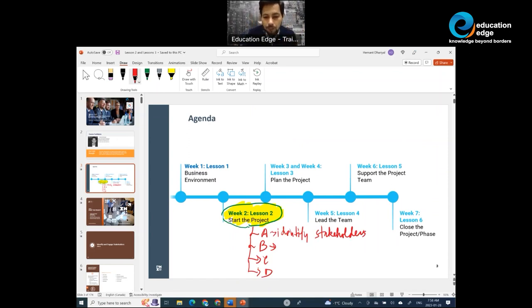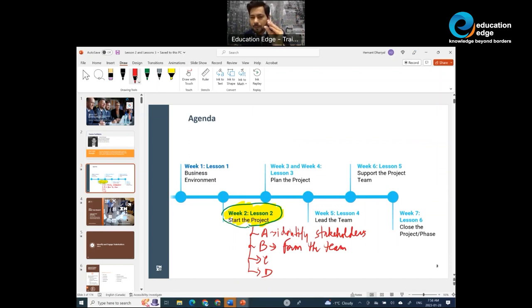B, topic B for starting the project, lesson two. Topic B is about start forming the team. Start building that core team. In the beginning, the team size will be relatively small, but the process of starting to think about forming the team must start at this stage.